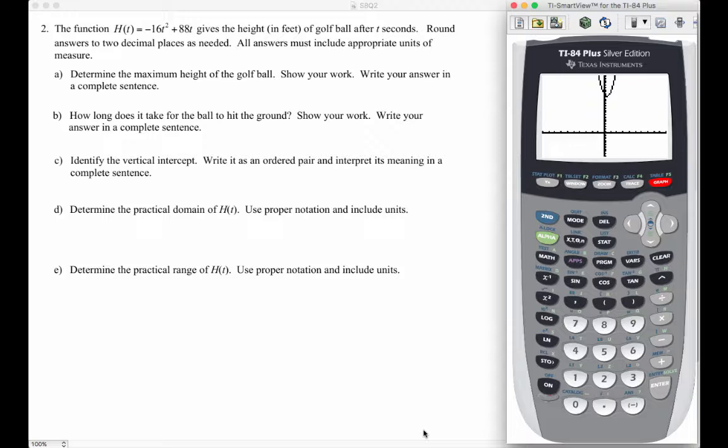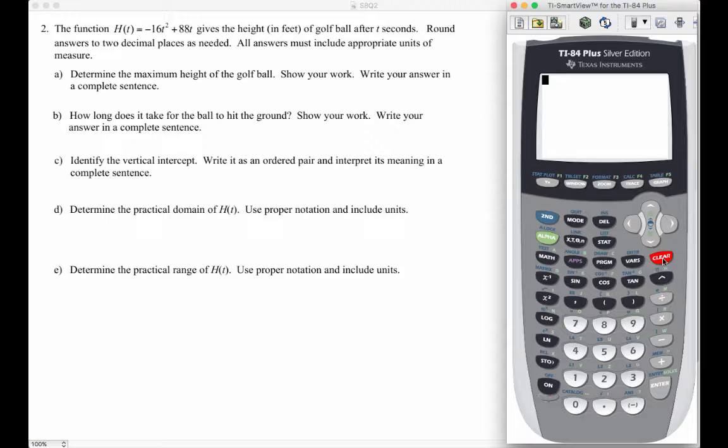In this question they give us the function h of t equals negative 16t squared plus 88t that gives the height in feet of a golf ball after t seconds. Round answers to 2 decimal places as needed. All answers must include appropriate units of measure. So they're going to want a few things from us to make sure we understand really what's going on. In particular, we need to give them the units and give it in complete sentences on our answers. So first one is determine the maximum height of the golf ball. Show your work. Write your answer in a complete sentence.